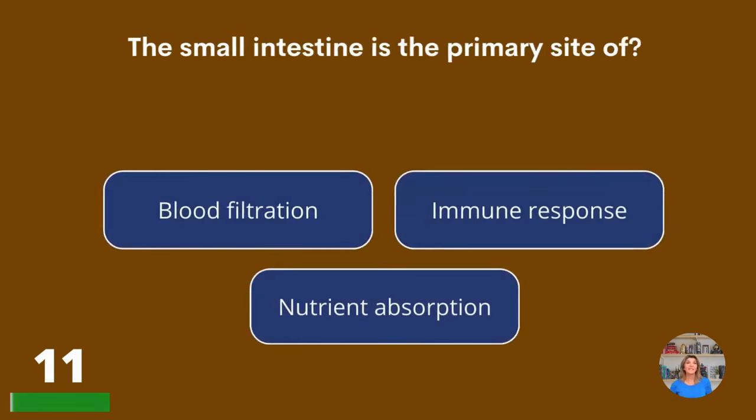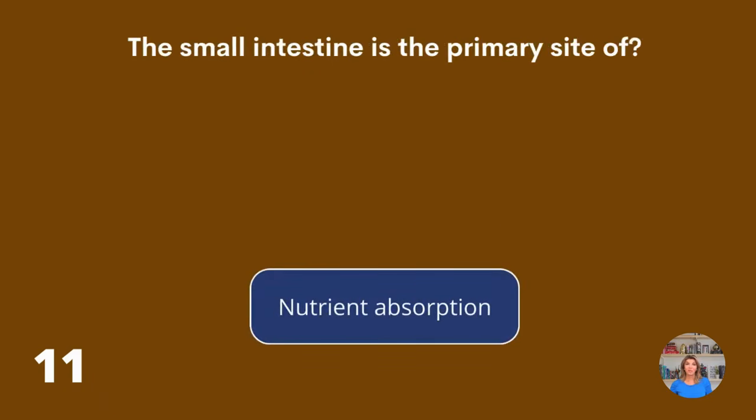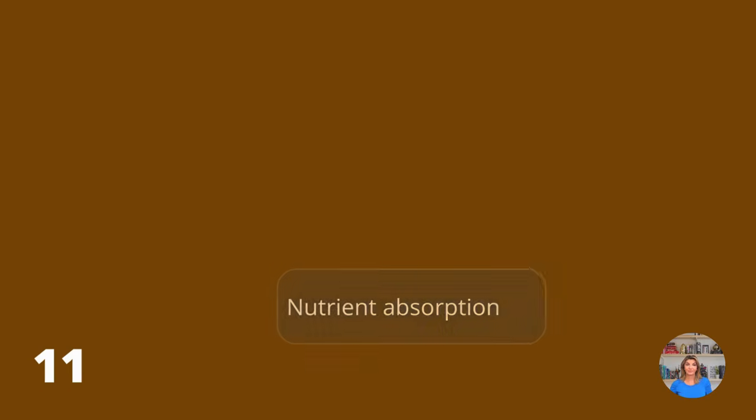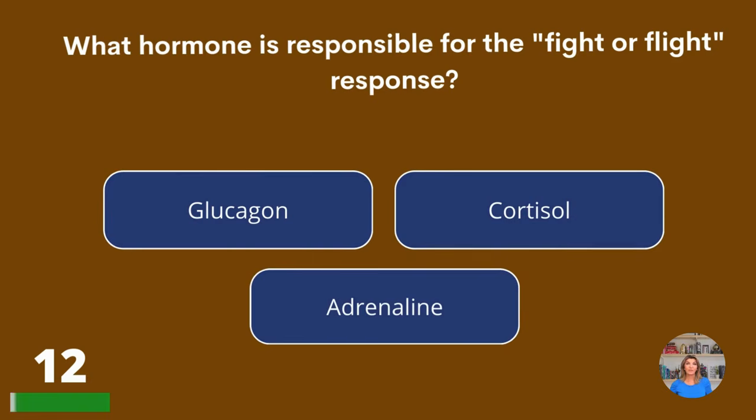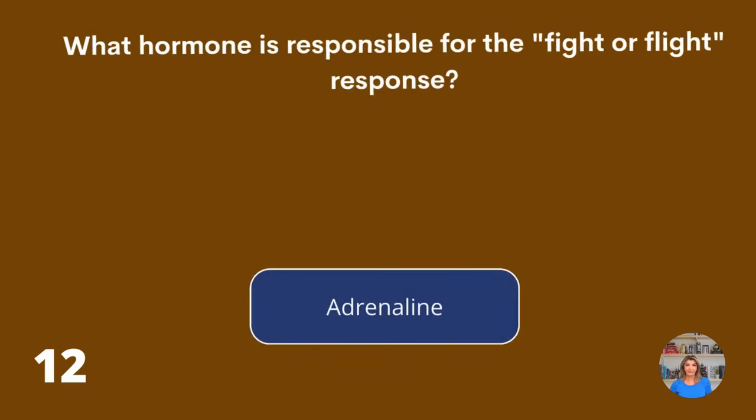The small intestine is the primary site of blood filtration, immune response, or nutrient absorption. Nutrient absorption. What hormone is responsible for the fight or flight response? Glucagon, cortisol, or adrenaline? Adrenaline.